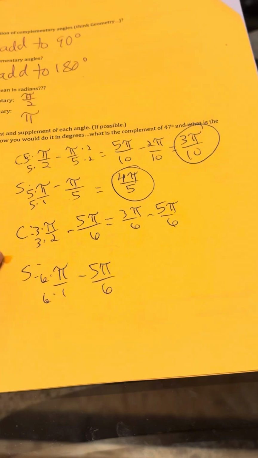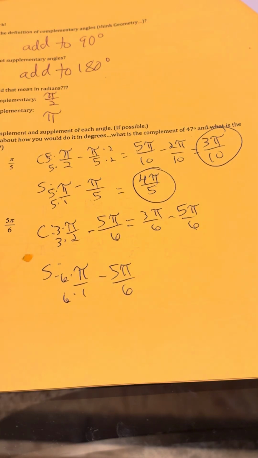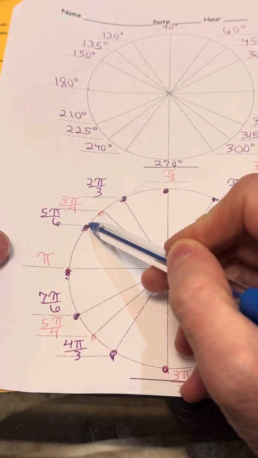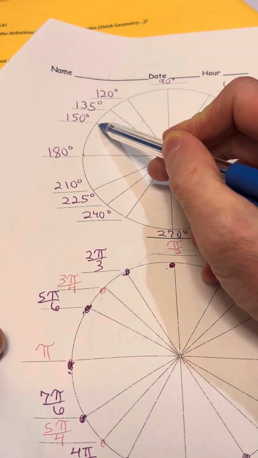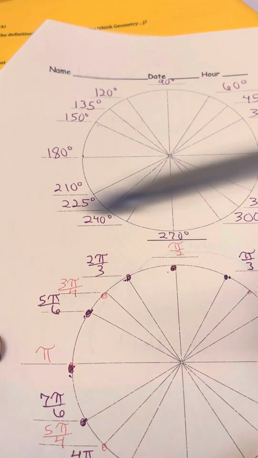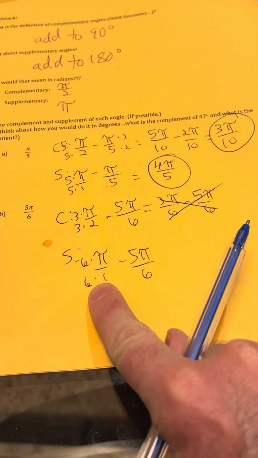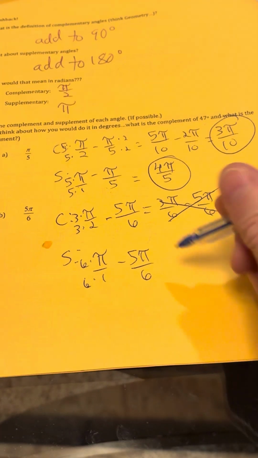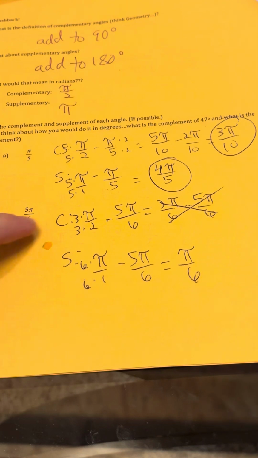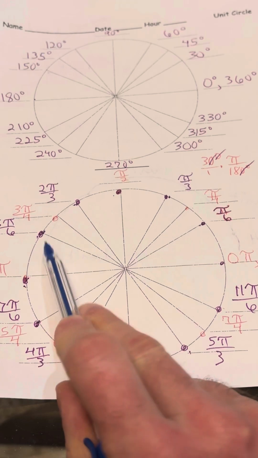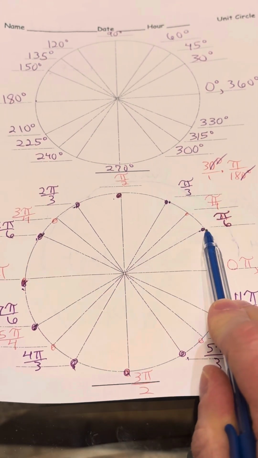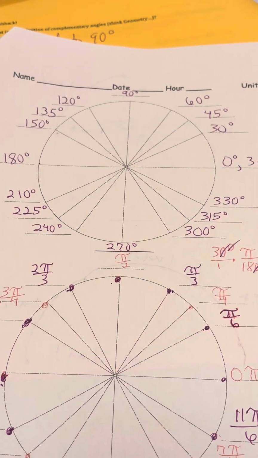Well, we do run into an issue on this one. If you think about it, 5 pi over 6 has a degree equivalent of 150. Well, a 150 degree angle does not have a complement. It's already bigger than 90. So this one does not have a complement. Down here, 6 pi over 6 minus 5 pi over 6 is just pi over 6. You can see if you look directly across, 5 pi over 6 and pi over 6, those are the supplements. 150 and 30 add up to 180.